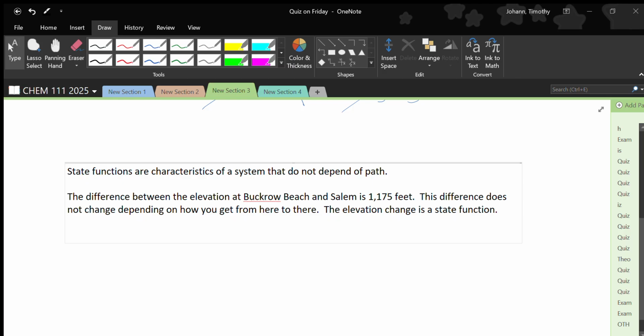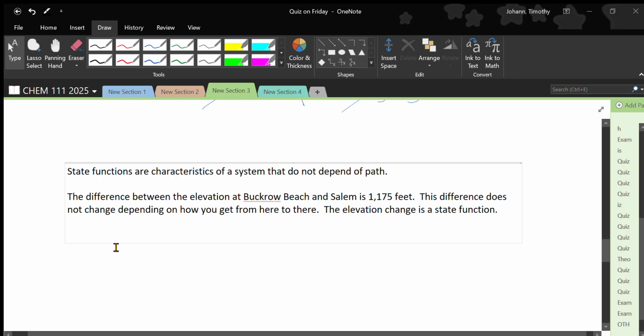So I could drive straight from here to there, okay? And the difference in elevation will be 1,175 feet. I can drive to California, and then I can drive from there to there, and the difference would still be 1,175 feet, right? If we do take the absolute value for it. I could fly in a plane, so I would go up, right? Now I'd go up way above that level, and then I'd come back down. It would still be the same elevation change. Does that make sense? Okay. But the path I take to get from here to there is not a state function then.